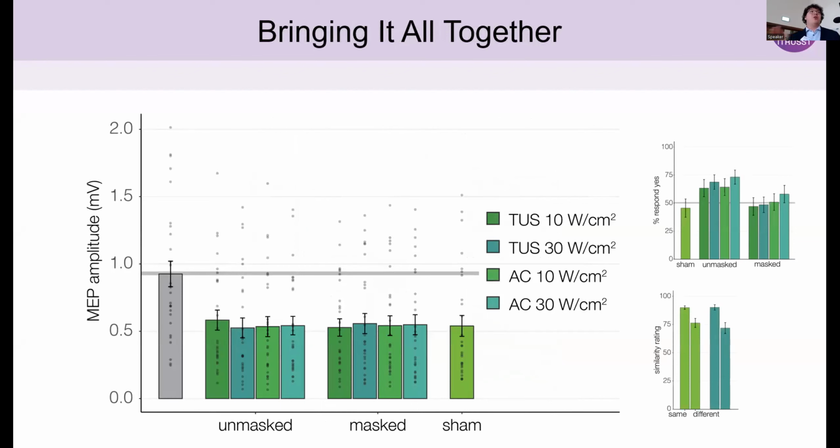So this is all of the data, all together in one place. Very sad, flat line for us today. So we have baseline, we observe a reduction for both 10 and 30 watts. None of these conditions significantly differ from one another. They are all very similar. When we applied a masking stimulus in the desperate hope that maybe we would still find something, you can see that that doesn't make any difference either. Again, sham reduces from baseline.